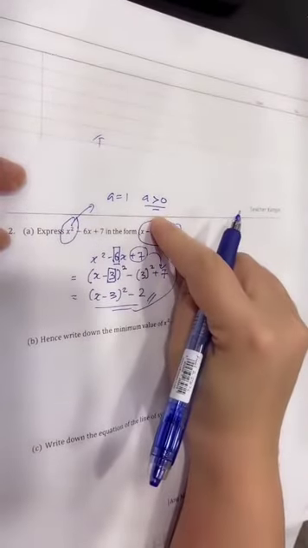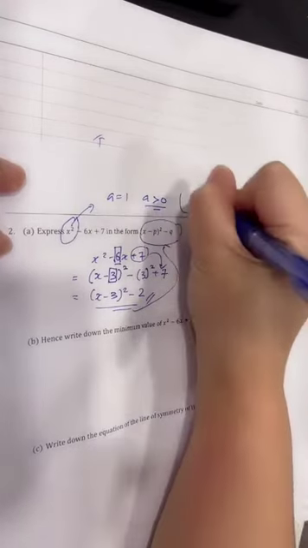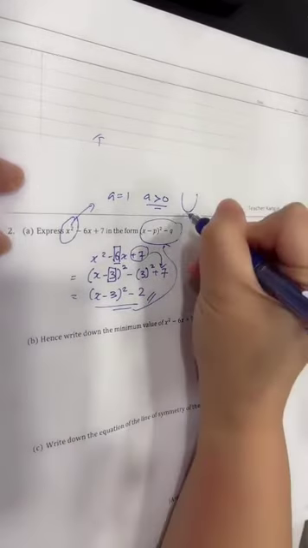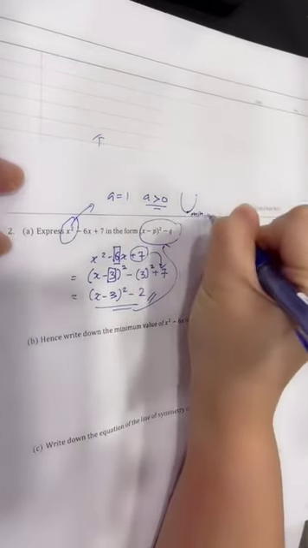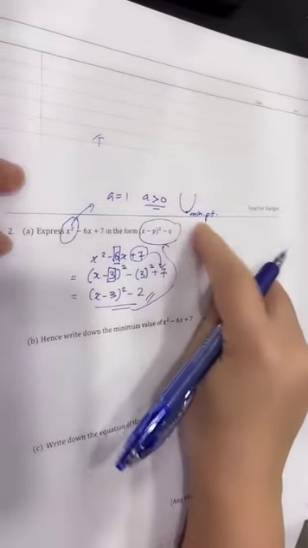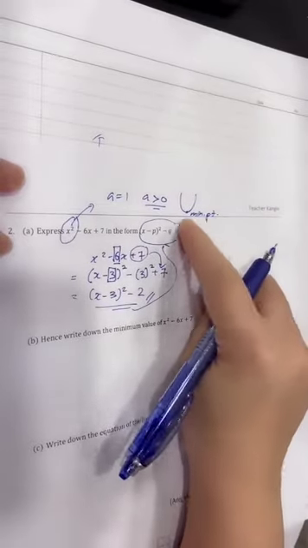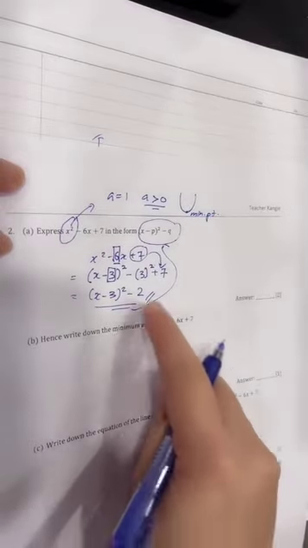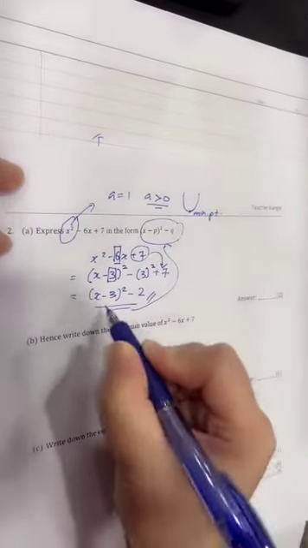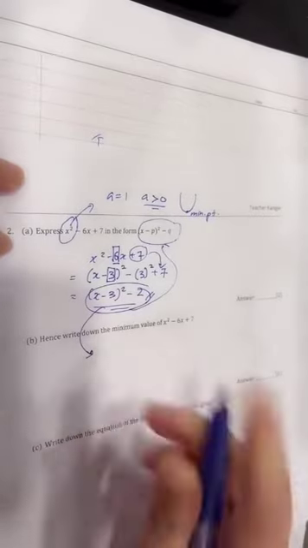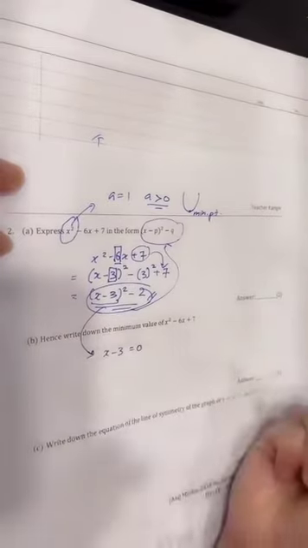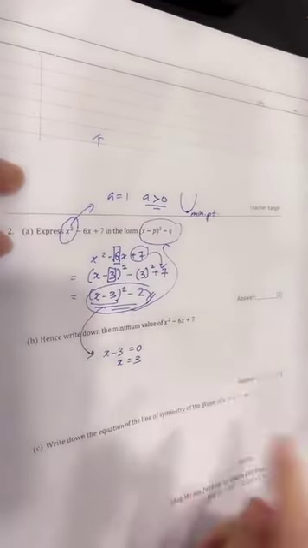When a is more than 0, what does that mean? It means that it is a happy face. So your quadratic graph will be a happy face. And when it's a happy face, it is a minimum point. Understand? Minimum point. So then, how do I know what's the minimum value? When they ask for minimum point, look over here. After you do the completing the square, what I need you to do is take this bracket, x minus 3, let it equal to 0. And you will have x equals to 3.